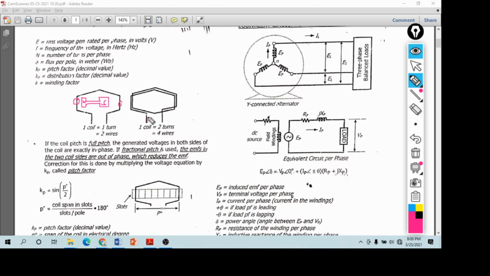So let's check. The wire goes here, and it turns again. Then here. This is the end. So let's check. If we are going to draw, simple na lang.